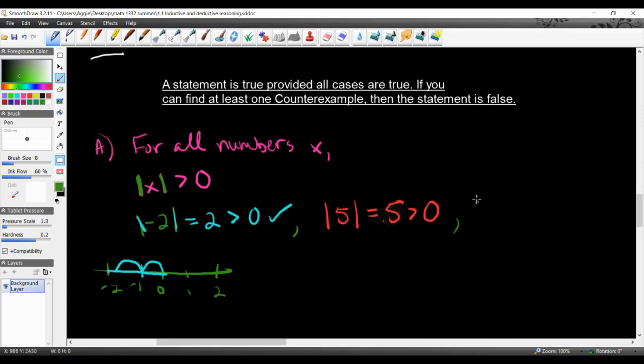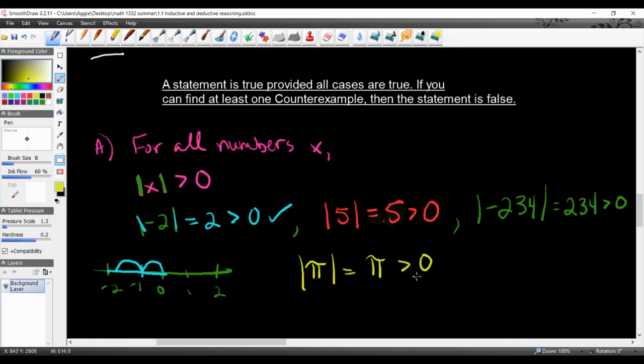The absolute value of -234. I'm just coming up with these numbers here. So this is going to be equal to 234 because it just makes it a positive number. And that in fact is greater than 0. If we want to try something weird, let's say the absolute value of pi. Well, pi is still pi, not the kind you can eat, unfortunately. And pi is still greater than 0.